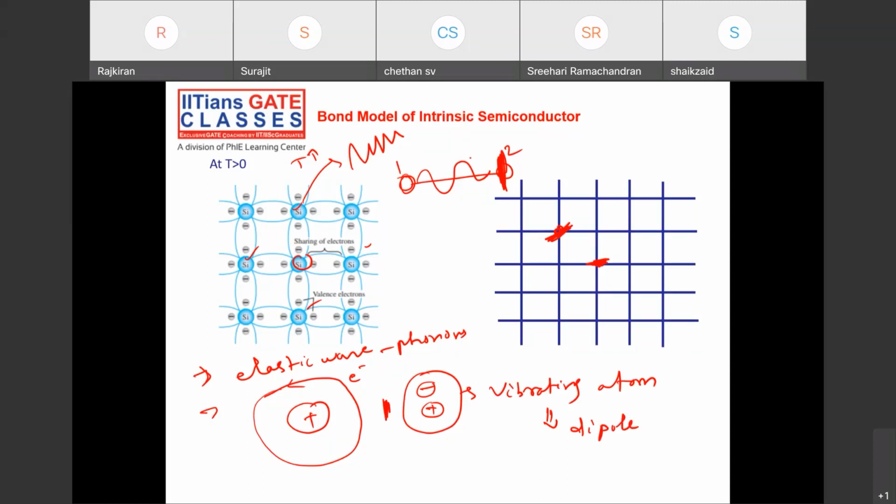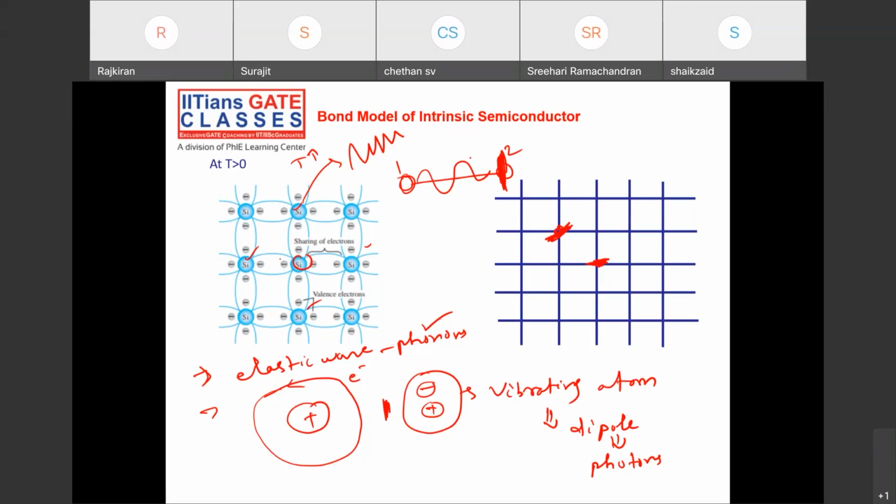So at t greater than 0, I am summarizing: the atom will vibrate and generate elastic waves called phonons. It will generate a vibrating dipole, and the vibrating dipole will generate photons, nothing but electromagnetic waves. So at t greater than 0, in my semiconductor, I have phonons, nothing but elastic waves, and photons.